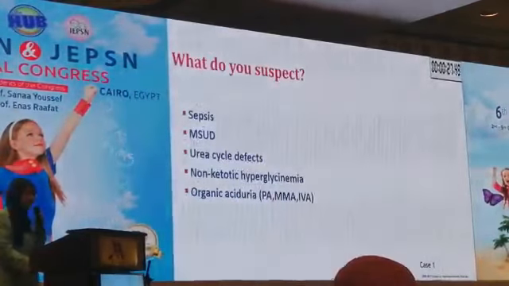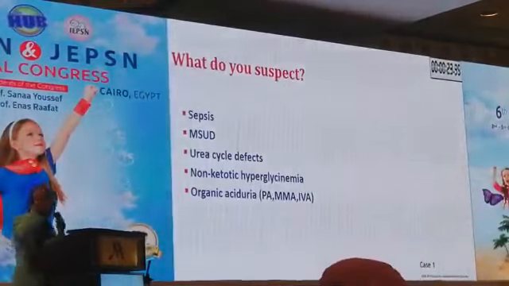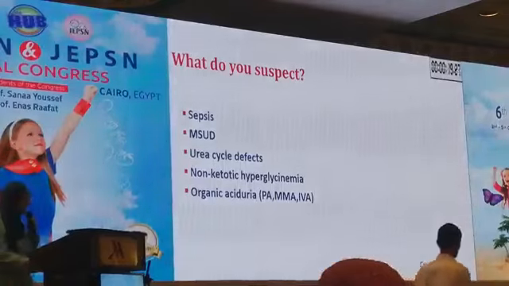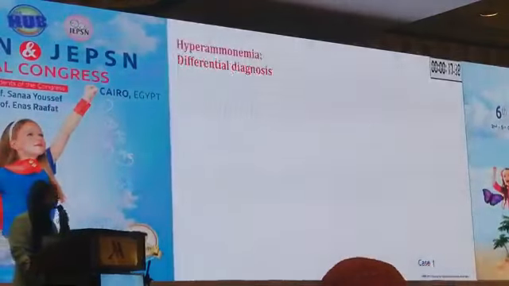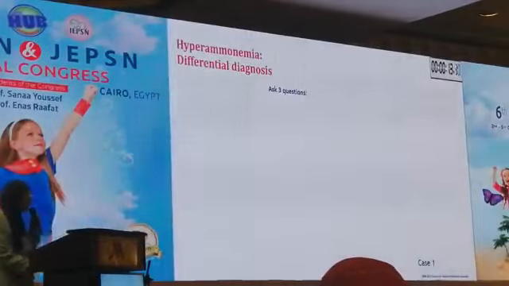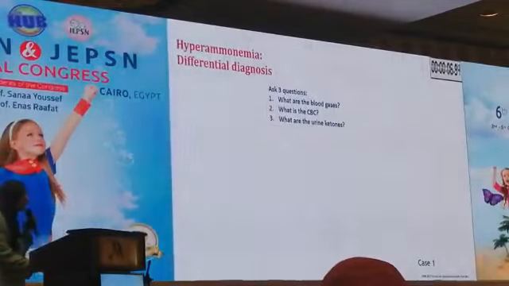What do you suspect? This is the differential diagnosis which came to my mind. I first think about sepsis, maple syrup urine disease, urea cycle disorder, NKH, as well as organic acidemia. For differentiation between them, I have to ask three questions. First, what are the blood gases? Second, what is the CBC? Third, what are the urine ketones?